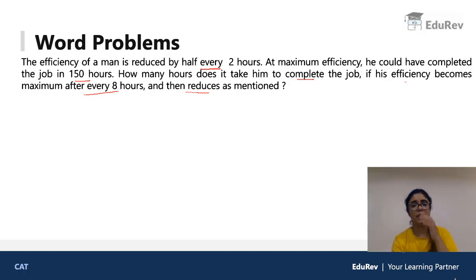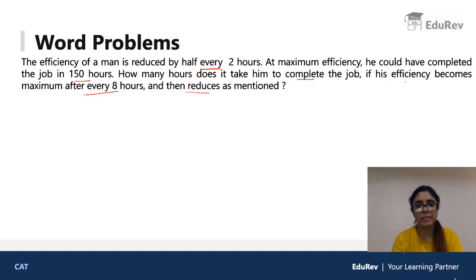So what is happening, whatever is his efficiency, meaning whatever is his work done, it reduces by half every 2 hours. So in 2 hours it becomes half, again half, again half, again half. For 8 hours it keeps halving, and after that it again reaches the maximum efficiency. So half is going to happen 4 times because every 2 hours it becomes half. Okay? So we'll take a number which is divisible, let's say, by 8.